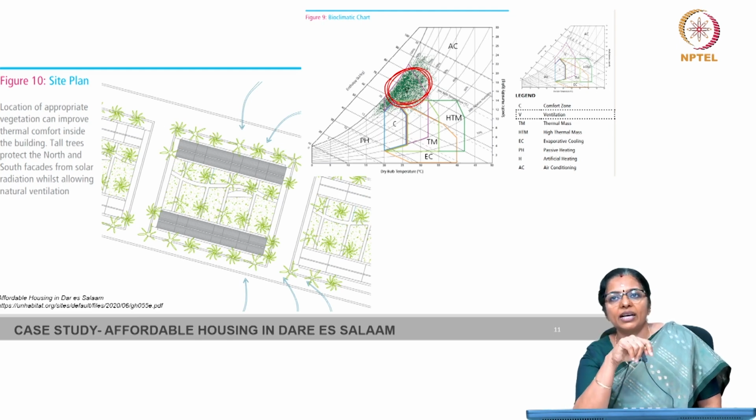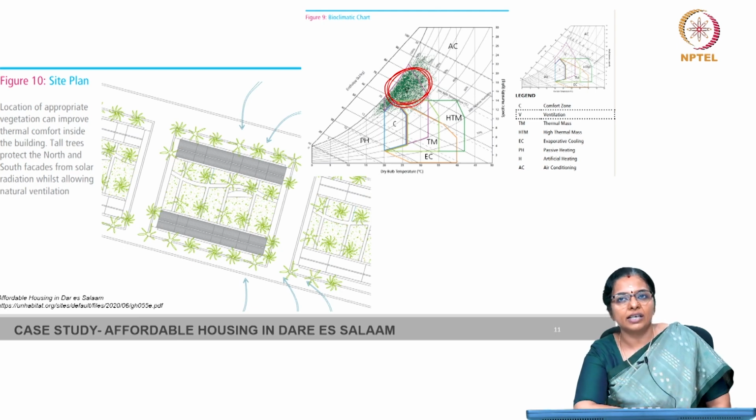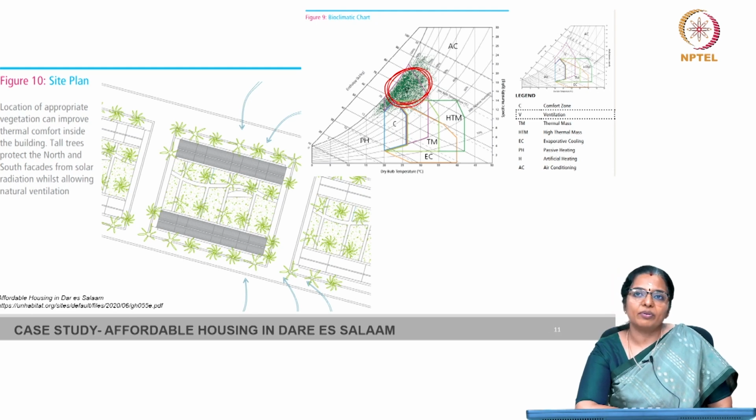So, the primary design goal for this zone is to facilitate the unrestricted flow of air within the house, while concurrently preventing internal surface temperature from exceeding outdoor temperature, because outdoor temperature is very high.